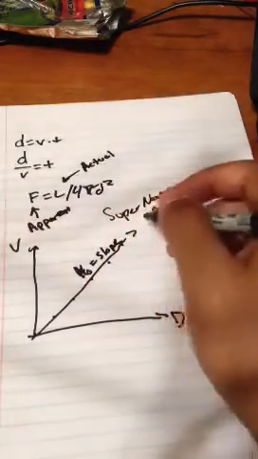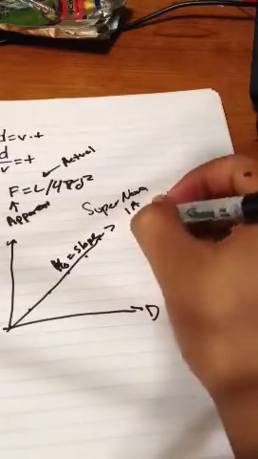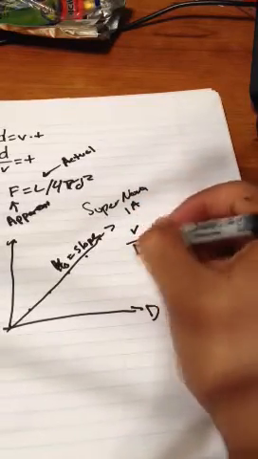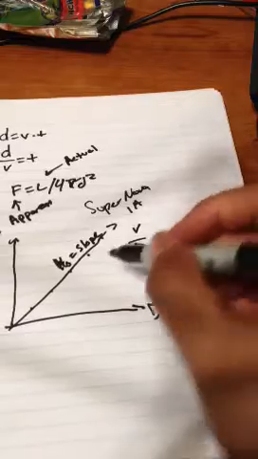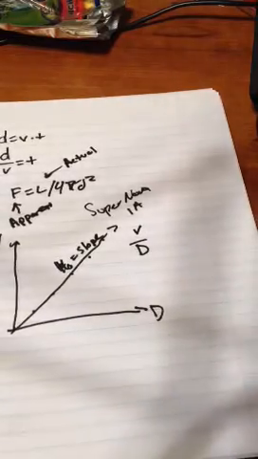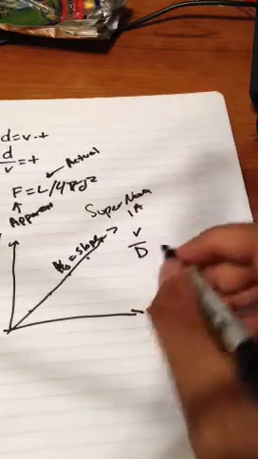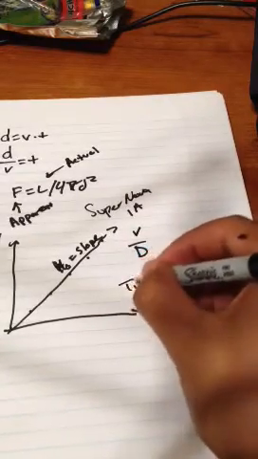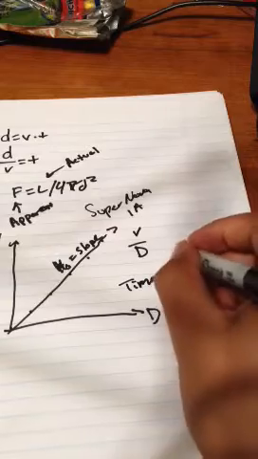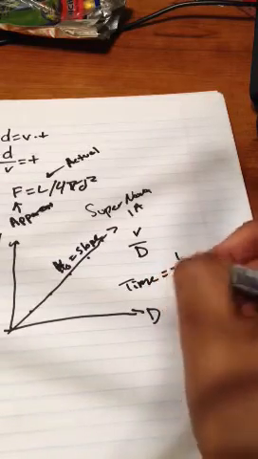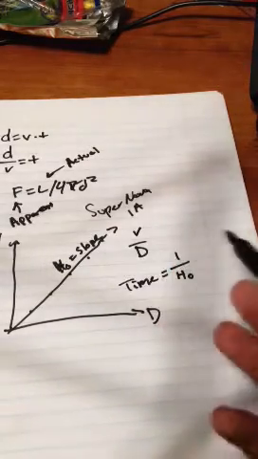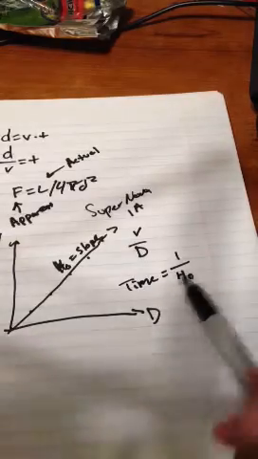So Hubble's constant is in terms of V over D. But we need this back in D over V. So if we take the inverse of Hubble's constant, we can actually find time. So time is equal to 1 over H0. So that is how we find the age of the universe, is doing the inverse of Hubble's constant.